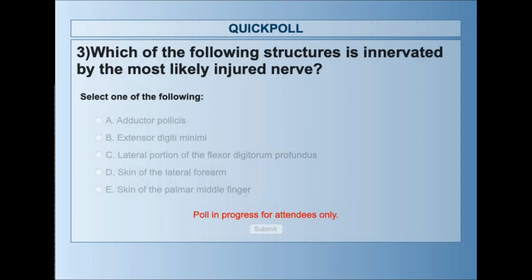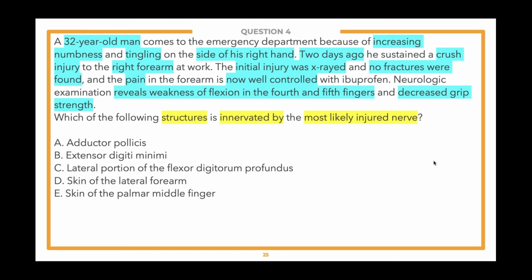Got about 40% of you so far have responded. Looks pretty close. Not really a clear favorite yet. Getting close. Let's take a look and see what you selected.